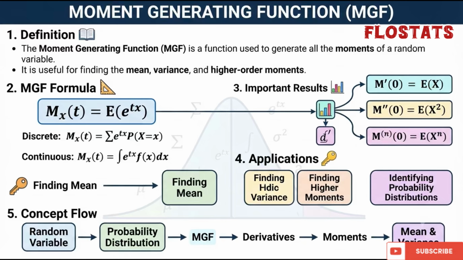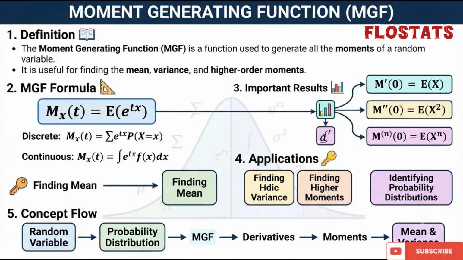For a continuous random variable, it is calculated by taking the integral of e raised to the power tx multiplied by the probability density function. Some important results are: the value of the moment-generating function at t equals 0 is 1.